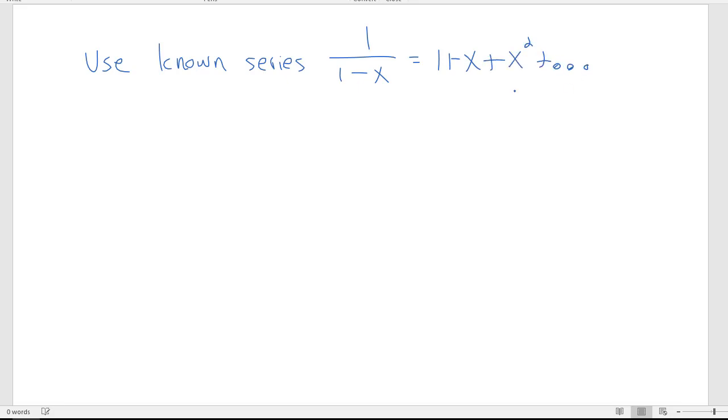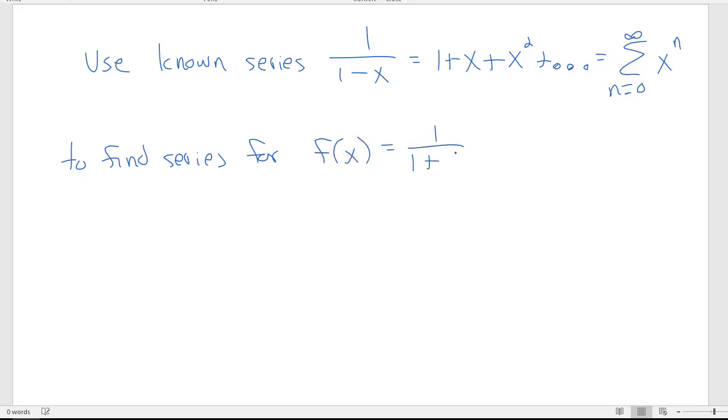So that's 1 plus x squared plus ..., which is the sum of x to the n, as n goes from 0 to infinity. So this is a known series. We know this geometric series. We want to use that known series to find a series for the function f of x equals 1 over 1 plus x.